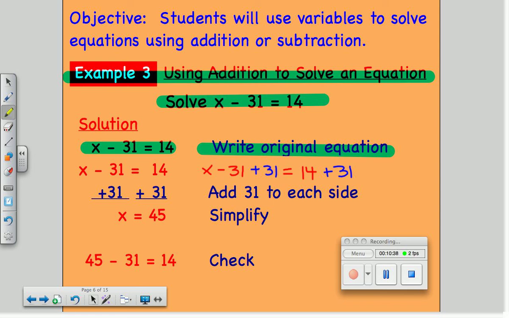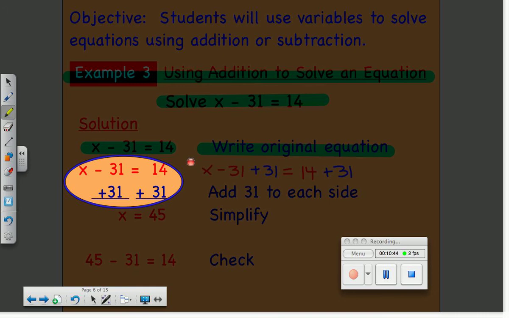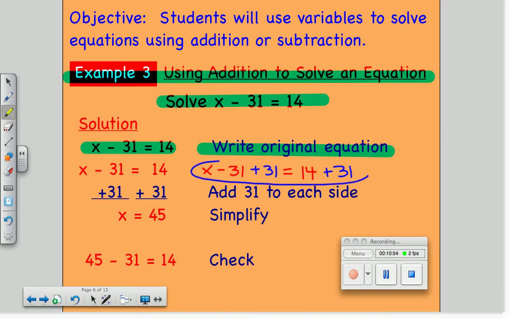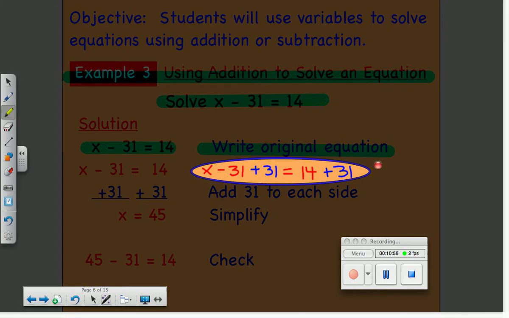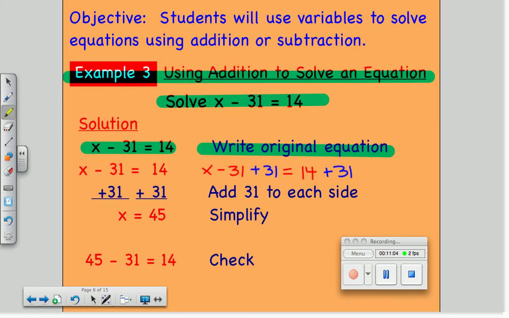Okay? And just to make sure everybody understands what I mean, this is the vertical way of writing it, where you write the 31s under the left side of the equal sign and the right side of the equal sign. This is the horizontal way of writing it, where I write the 31s next to each of the sides of the equal sign. So, either way you're going to get the same answer.